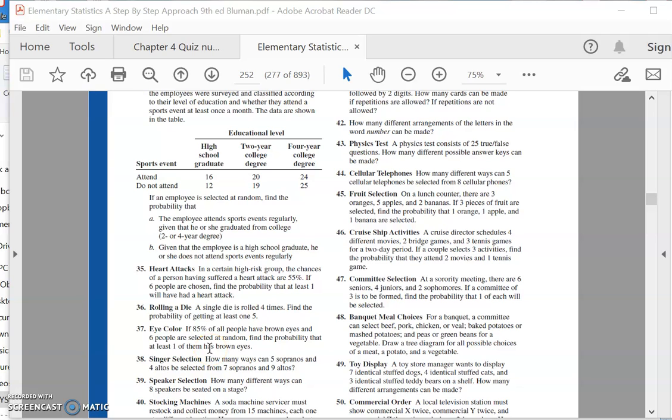All right, ladies and gentlemen, this is a chapter 4 quiz, and this is problem number 46, so-called cruise ship activities. Okay, so pause your video and read this problem. Read the problem. Okay, pause the video, read the problem.